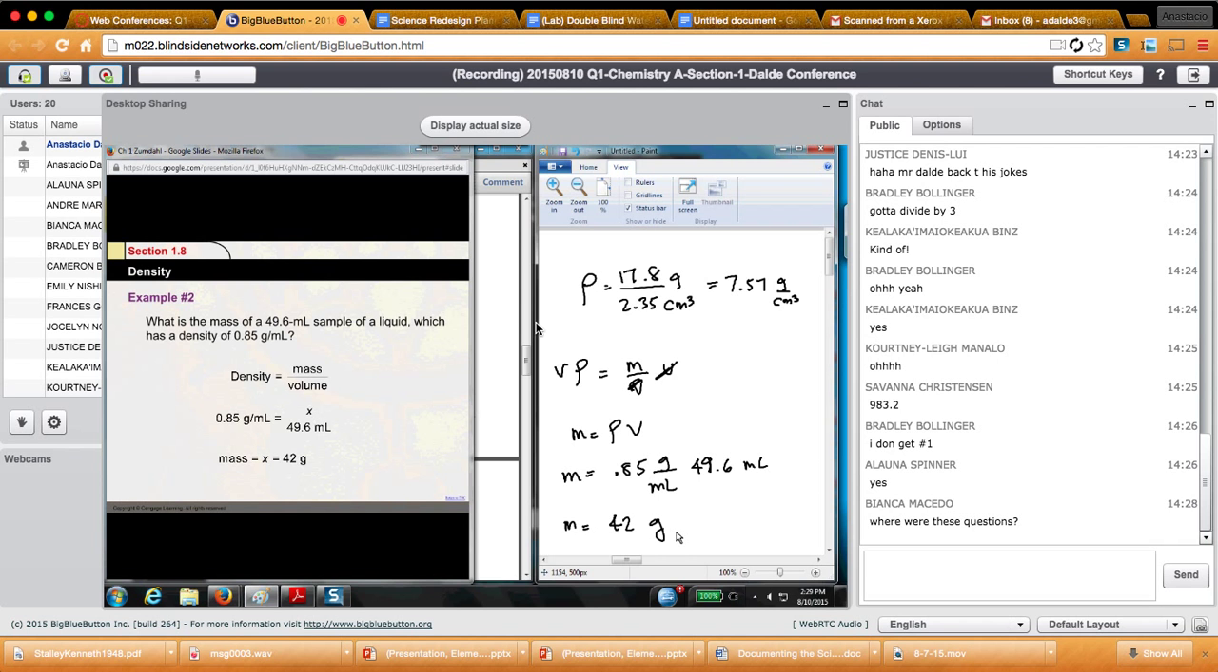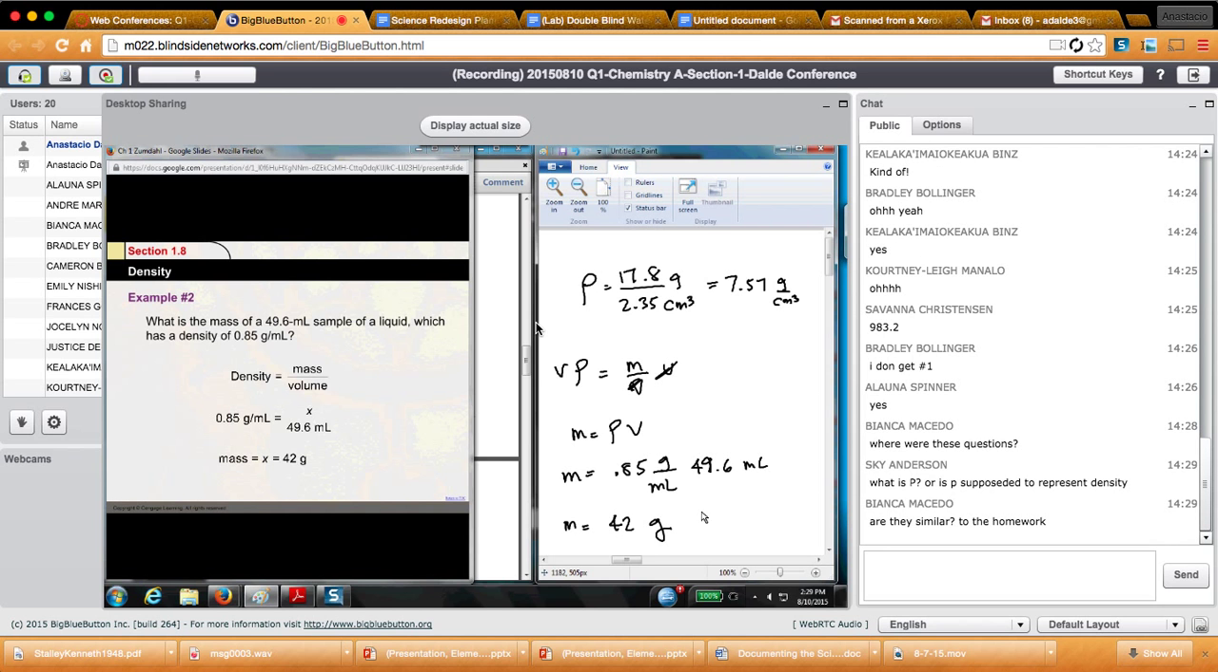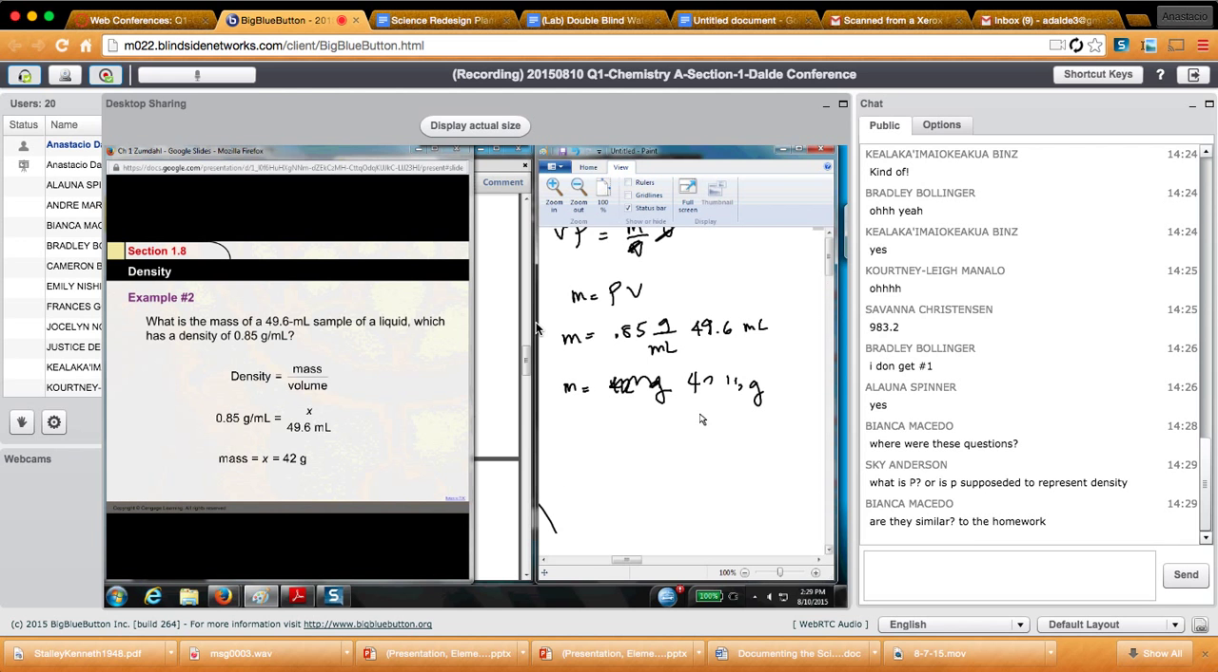grams. Actually, can you multiply 49.6 times 0.85 for me? I want to know what the answer is. Okay, these questions are straight out of my presentation, so these aren't from your homework or anything. I can solve a problem for you in your homework, but I figured I'd do these ones. What is it? 42. All right, so the answer is actually 42.16. But here's my question. Why did I write down just 42?